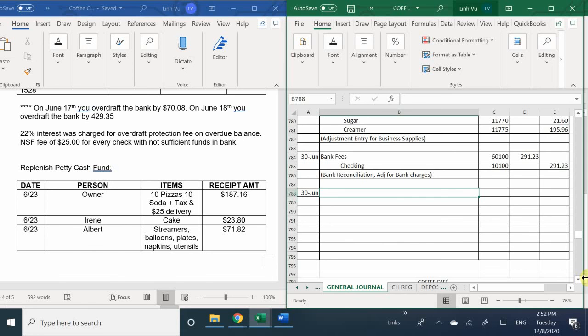I have to look it up. I don't remember the rule. Okay.